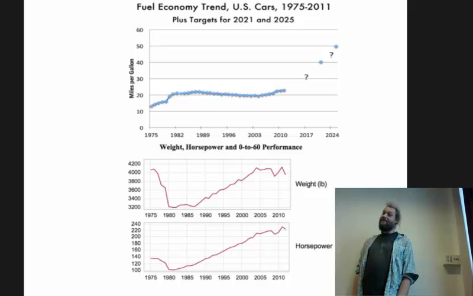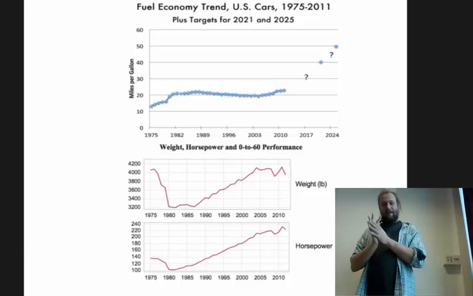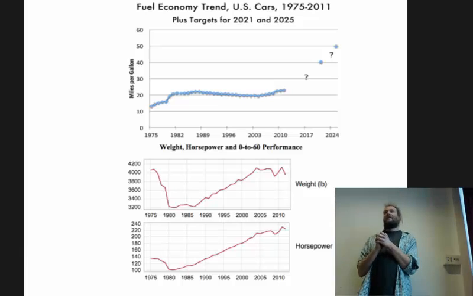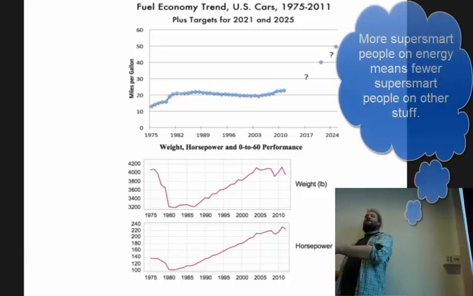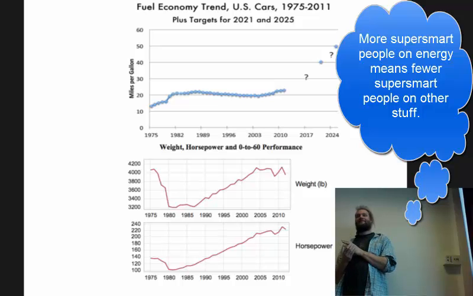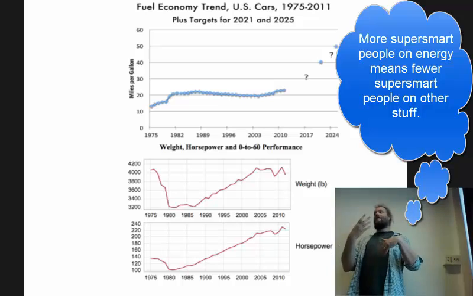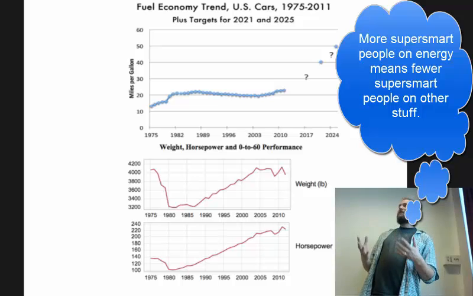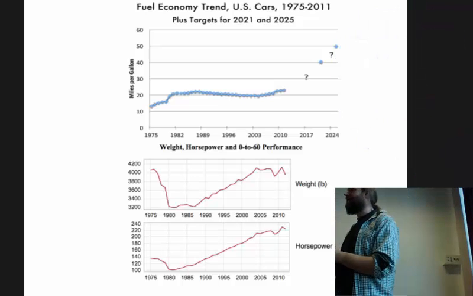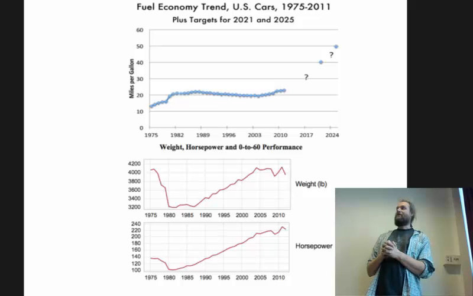And also, if you get those really smart people that can do anything, and those people are still around, if you take them and put them on improving fuel efficiency in engines, that means they're no longer improving computers, or they're no longer inventing new medicine. So that comes at a real cost.